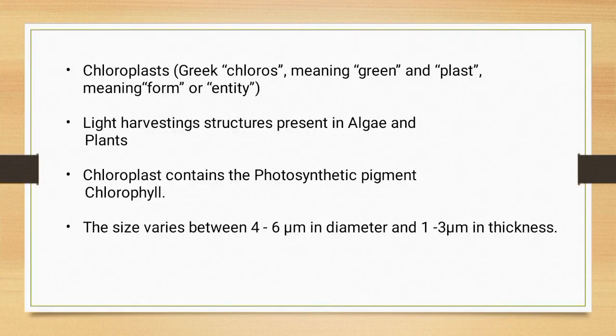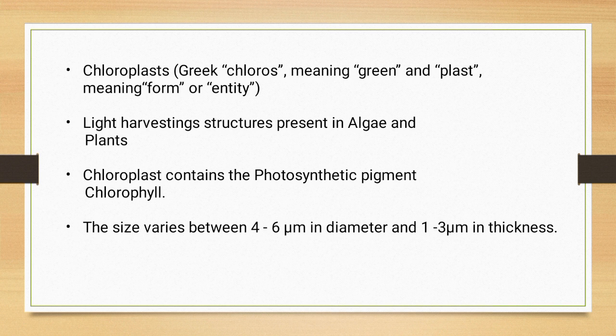Chloroplast. The word chloroplast is derived from the Greek word. The word chloro represents the green color and the word plast represents the form or entity. Chloroplasts are the light harvesting structures present in all the algae and the plants. Chloroplast is the site of photosynthesis. Chloroplast is an organelle that contains the photosynthetic pigment and the pigment is known as chlorophyll.